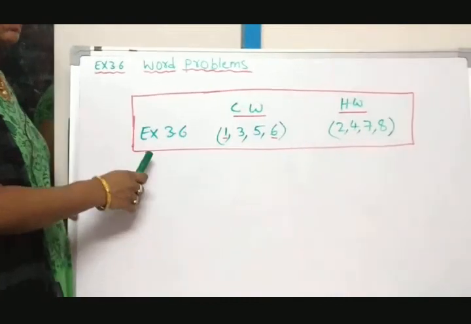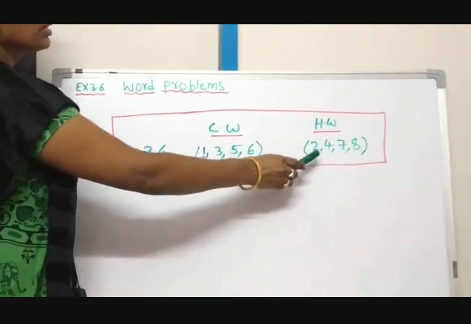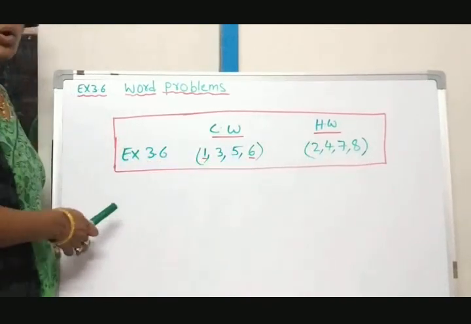Please note down the sums in exercise 3.6. 1, 3, 5, 6 as classwork. 2, 4, 7, 18 in the homework book.